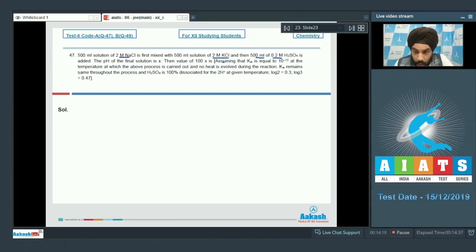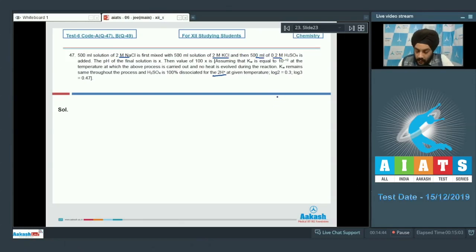It is told to us to assume that the value of Kw is 10 to the power minus 12 at the same temperature at which the above process is carried out, and that no heat is evolved during the reaction, and Kw remains same throughout the process, and H2SO4 is 100% dissociated for the 2H plus at the given temperature. The value of log 2 is 0.3, the value of log 3 is 0.47, which has to be used in this question.